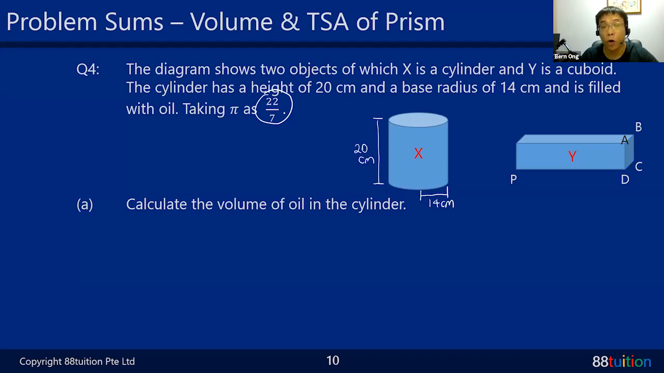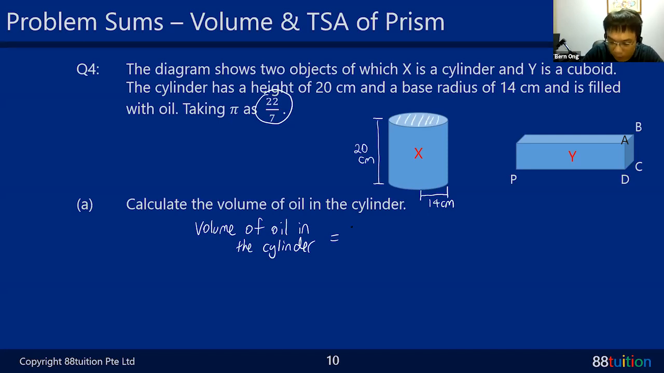You're supposed to calculate the volume of oil in the cylinder. The question says that the oil fills up the cylinder. So you just find the volume of the cylinder, which will be the volume of the oil, right? Yes. So the volume of oil in the cylinder is the same as the volume of the cylinder, because it is totally filled up. So cylinder formula for volume? Yes. Area of cross-section times height. Correct or not? It's a prism, what?